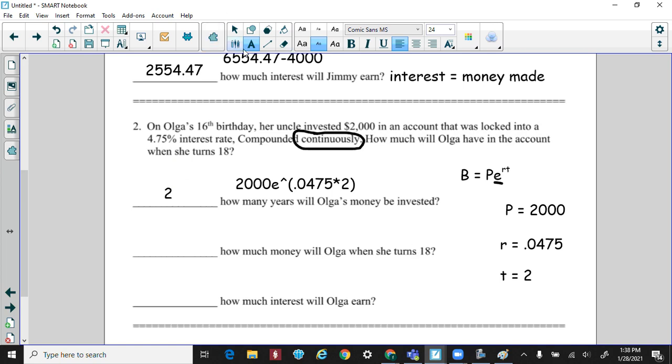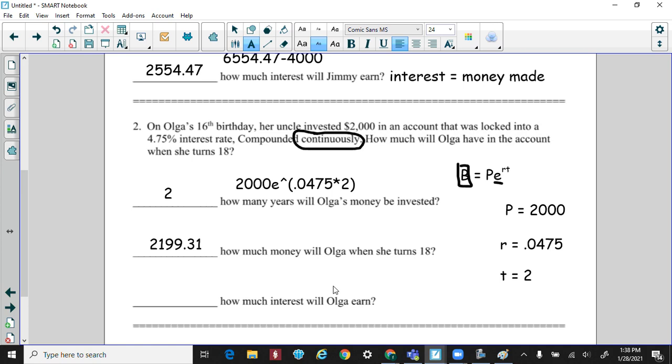So how much money will Olga have when she turns 18? Remember that this formula starts with a B. That's our balance. That gives us how much money will be in there total. All right, so that's $2,199.31.